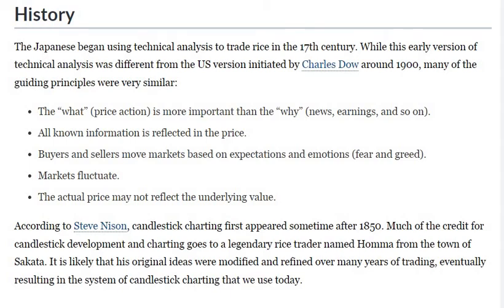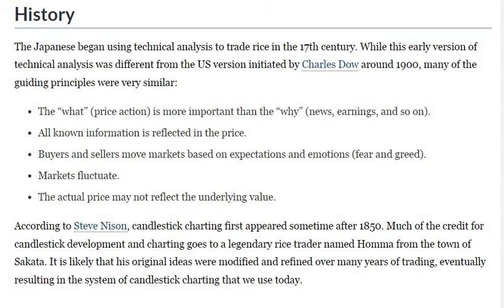Good morning, students. In today's session, we are going to discuss Japanese candlesticks, in continuation of the technical analysis session. Before we deep dive into Japanese candlesticks, let us understand the historical development of the candlesticks.